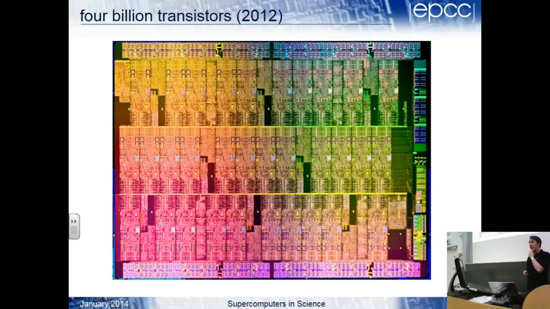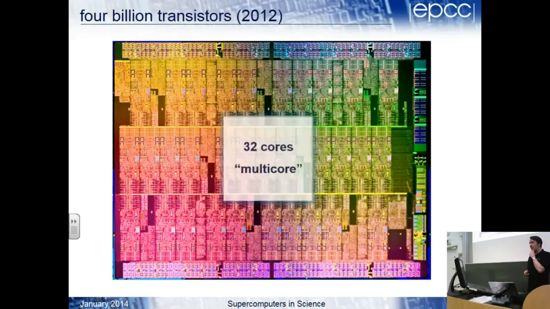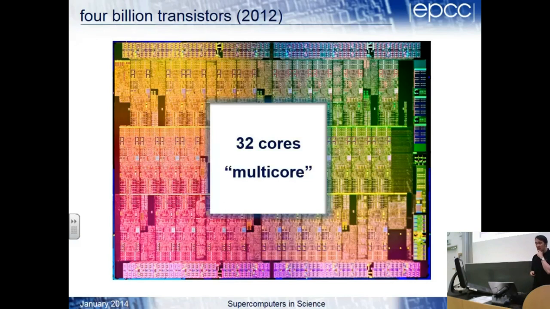So it's carried on, and a more modern chip, this is still from 4 or 5 years ago, had 4 billion transistors on it. You can count, and there are 32 cores on there. So modern processors are all multiple. For this kind of level, the new terminology is really many core, actually. But modern processors are multi-core, and even your mobile phone will probably have multiple cores in it.